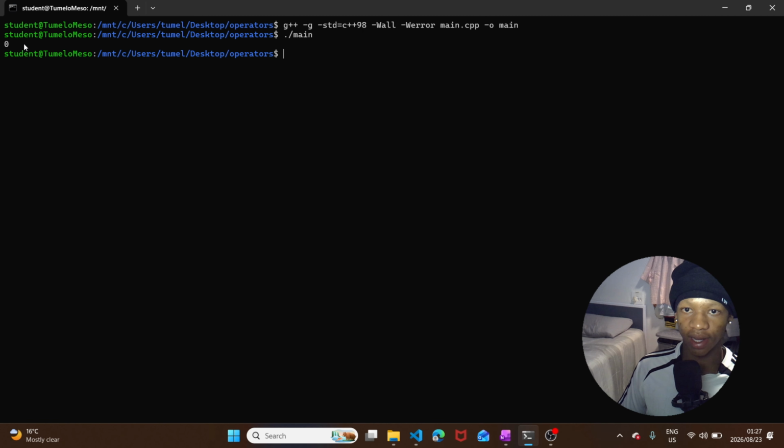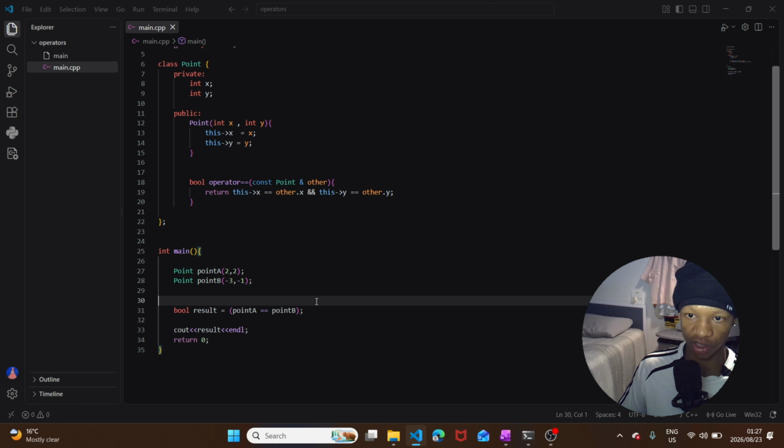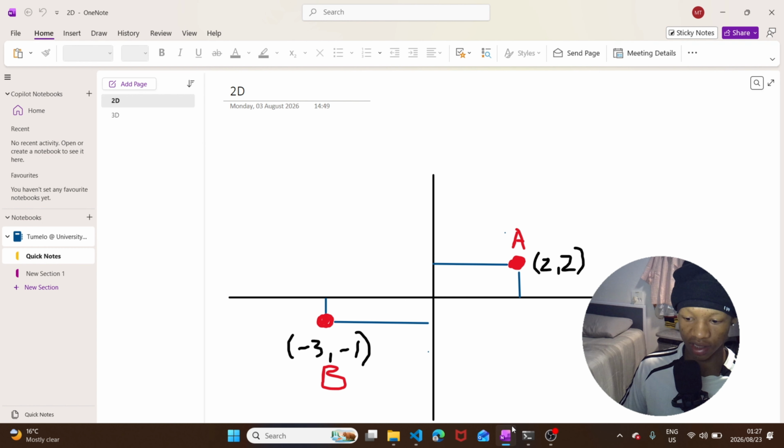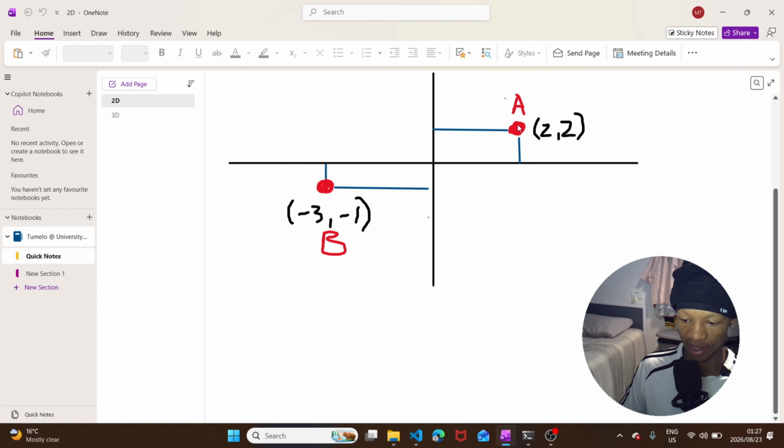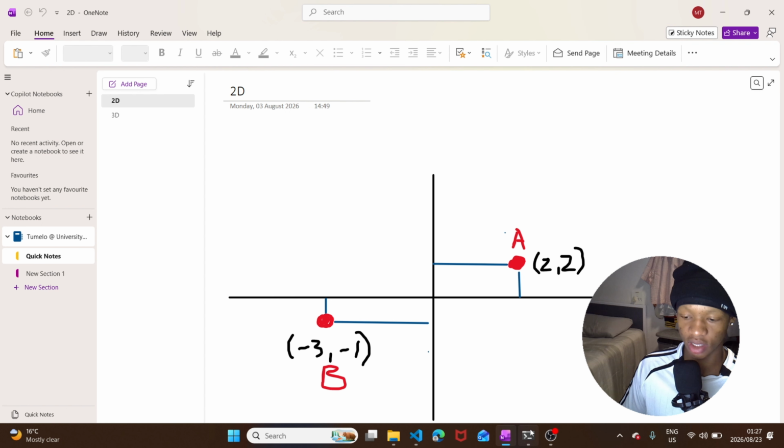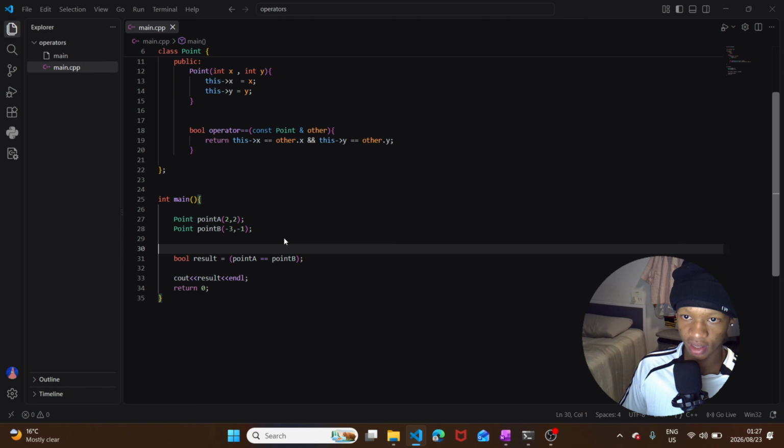As we can see now, the result is false. 0 means false, because, like we said, these two are not located at the same point. So that's how we can perform operator overloading. Let's take one more example and see what else we can try and do.